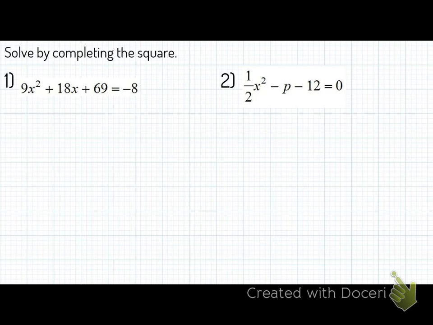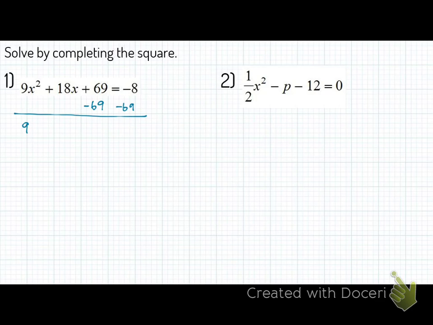Solve by completing the square. I could use a graphing calculator here. I could try to factor it, but I'm not going to do that. I'm going to use complete the square because that's what I'm asked to do, okay? So the first thing I want to do is move all my constants over to the right. So I have to take 69 and add it, or I'm sorry, subtract it, do the opposite. So I'm subtracting 69 on both sides.